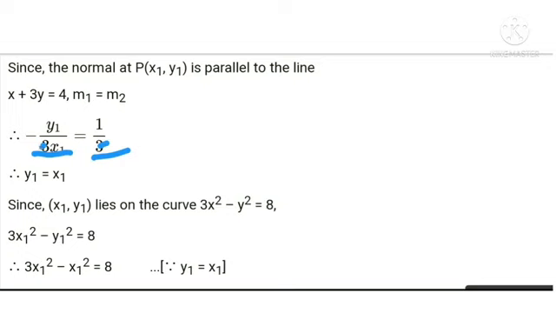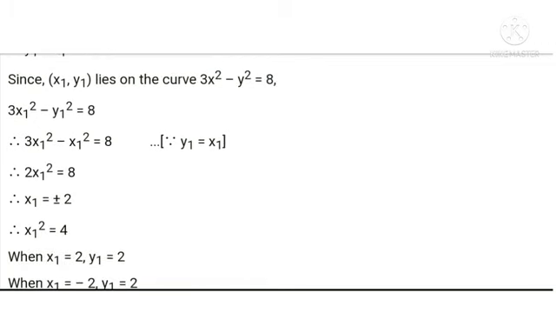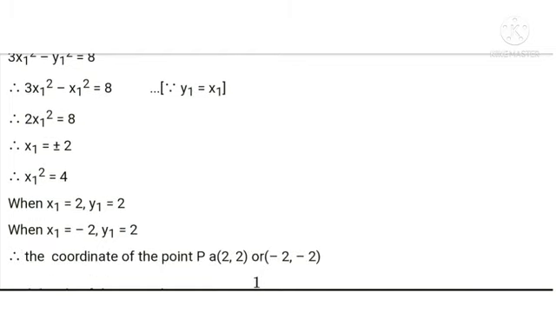Since the point lies on the curve, it satisfies the equation. You get 3x1 square minus y1 square is equal to 8. Since x1 and y1 are the same, in the place of y1 you write x1. 3x1 square minus x1 square is 2x1 square is equal to 8. 2 ones are 2, 2 fours are 8. So we get x1 is equal to plus or minus 2, x1 square is 4. So when x1 is 2, y1 is 2, and when x1 is minus 2, y1 is also minus 2.